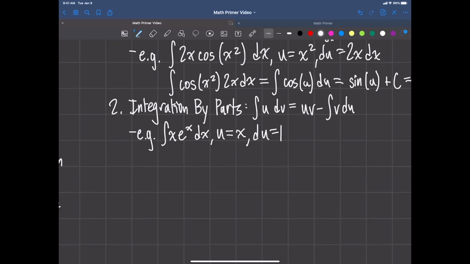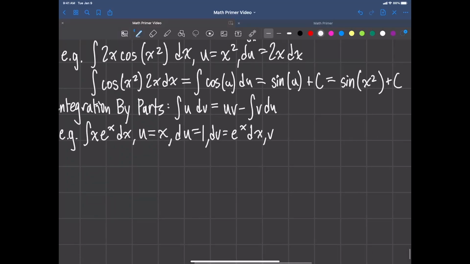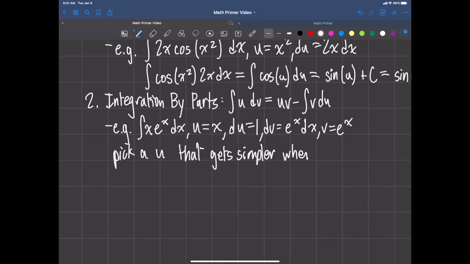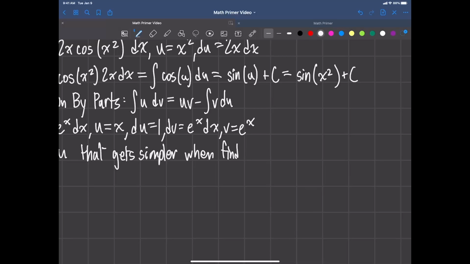We are basically selecting u's, du's, as well as dv's and v's. And we select u, du, dv, and v strategically. Specifically, we pick a u that gets simpler when finding the derivative of u, du.